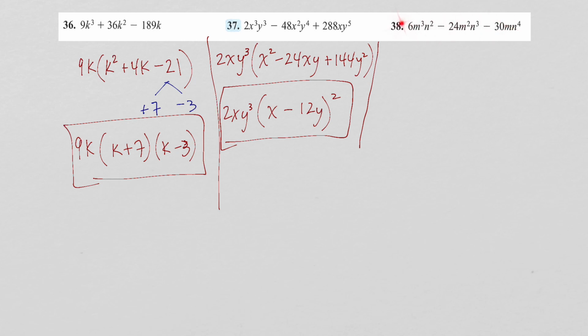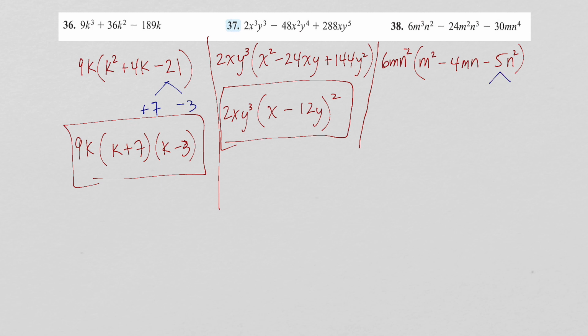Okay, I can see a 6 can come out of everything. So I'll start by taking out a 6. Then when we look at the m's, I have m cubed, m squared, and m. 1 is the least, so I can take out a single m. And when I look at the n's, we have 2, 3, and 4. 2 is the least, so I can take out an n squared. That leaves behind an m squared minus 4mn minus 5n squared.